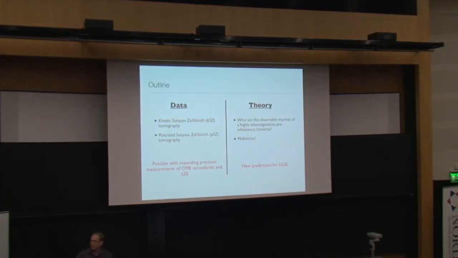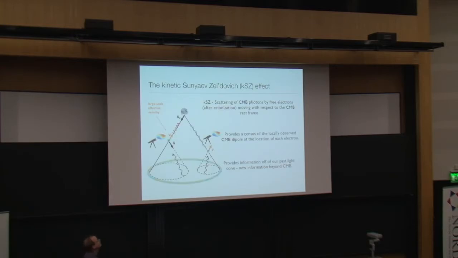Okay, so here's a rough outline of my talk. On the data or observation side, I'm going to talk about two techniques in CMB temperature and polarization at high L that might teach us about large scales. And then on the theory side, I'll mention two ideas very briefly. So let's start with data.